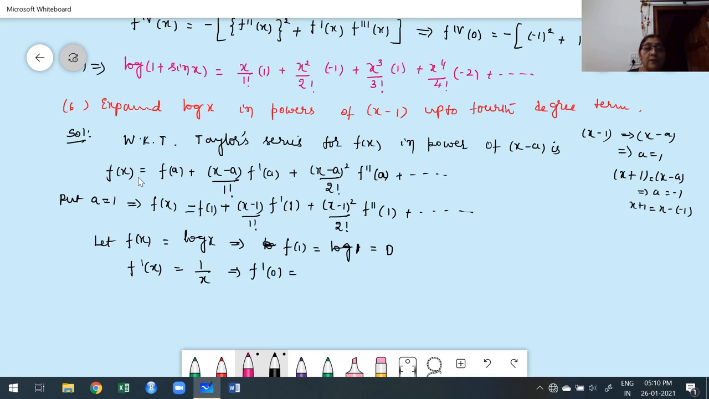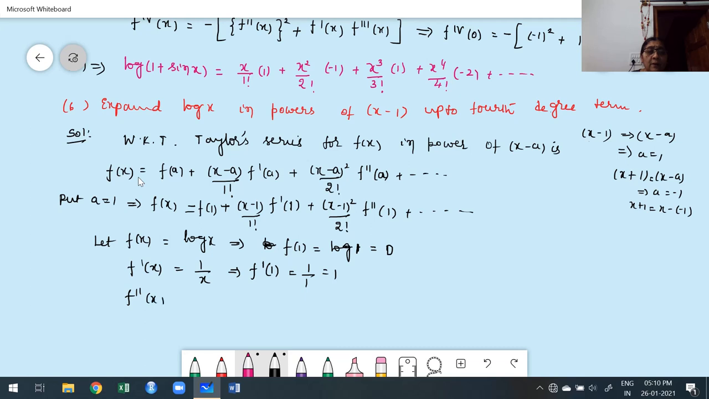It's not 0, sorry. f dash of 1. Sorry. f dash of 1. No, I made a mistake. First derivative at which point? Value at which point? The derivative at 1 is 1 by 1. What is 1 by 1? It is 1. Okay, fine. What is the next derivative?